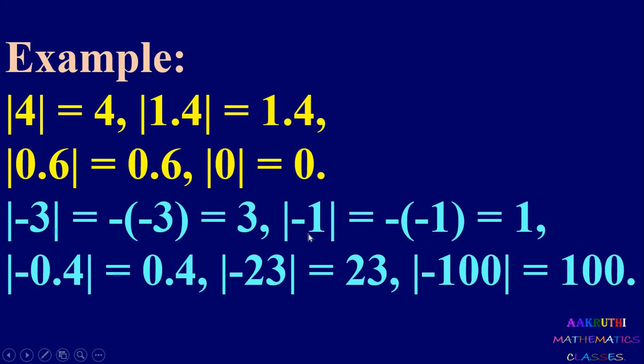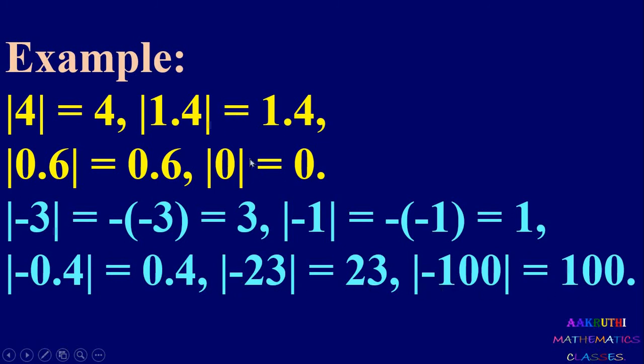And mod of minus 1. Since this number is less than 0, we multiply this number by minus. So mod of minus 1 is minus of minus 1, and minus of minus 1 is plus 1. So therefore mod of minus 1 is plus 1. Mod of minus 0.4 is 0.4. Mod of minus 23 is 23 and mod of minus 100 is 100.